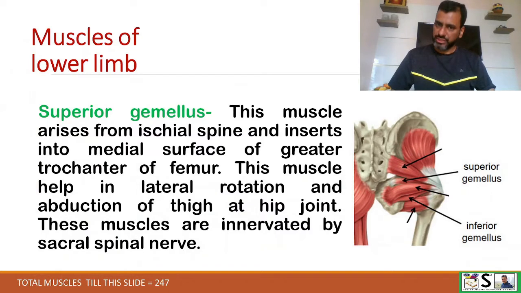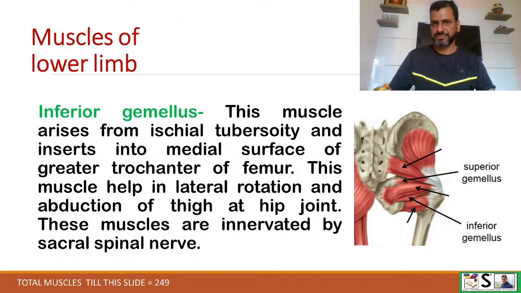Superior gemellus. This muscle arises from ischial spine and inserts into medial surface of greater trochanter of femur. This muscle helps in lateral rotation and abduction of thigh at hip joint. These muscles are innervated by sacral spinal nerves.